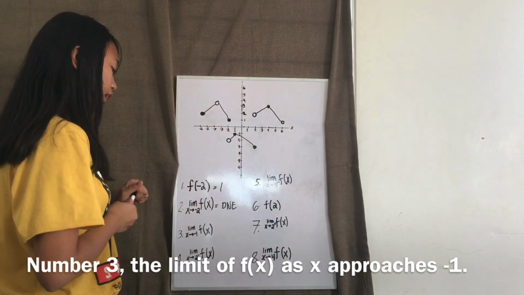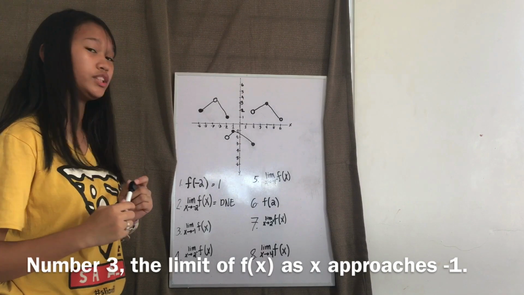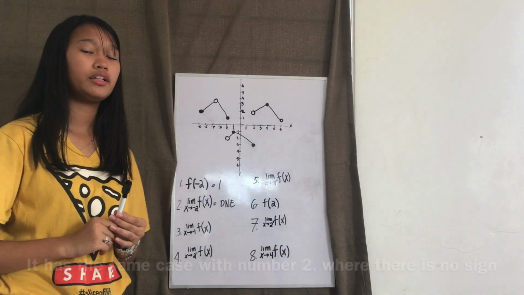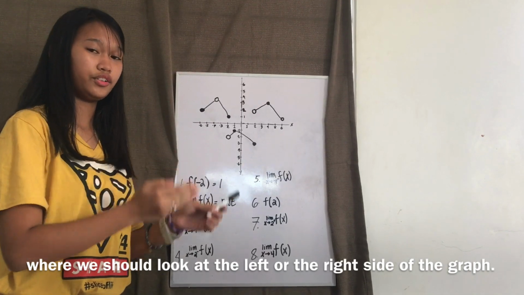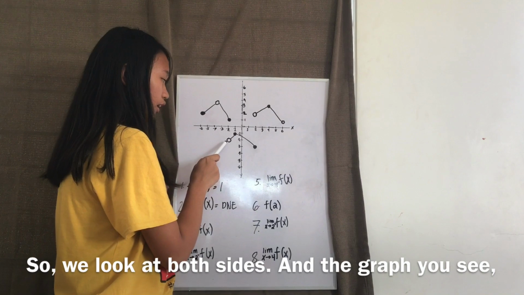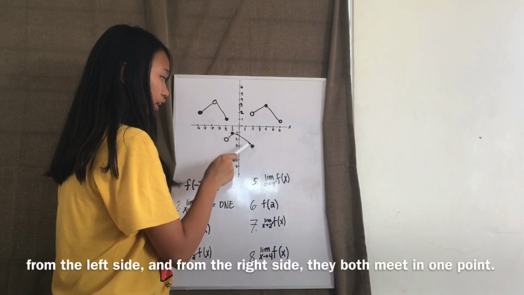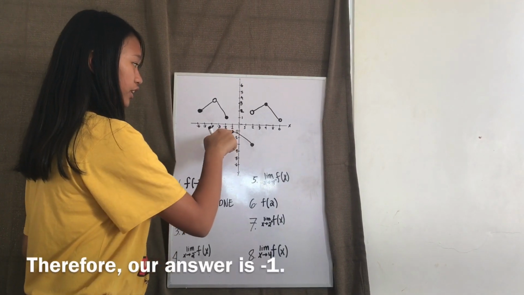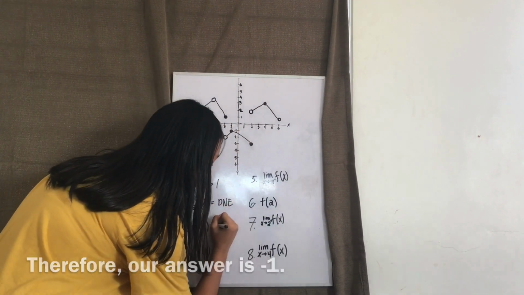Number 3. The limit of f of x as x approaches negative 1. It is the same case as number 2, where there is no sign indicating whether we should look at the left or the right side of the graph. So we look at both sides, and the graph you see from the left side and from the right side, they both meet at one point. Therefore our answer is negative 1.